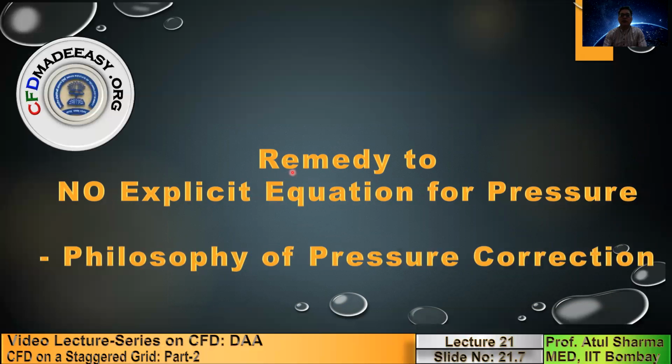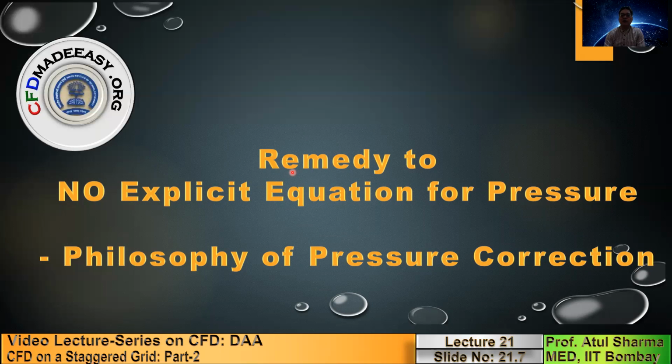So the remedy to no explicit equation for pressure is the philosophy of pressure correction. This philosophy is used to come up with a mathematical or algebraic formulation to obtain pressure from the mass conservation equation. Note that when you think of the mass conservation law for an incompressible flow, and this video lecture is mostly on CFD for incompressible flow, you need to note that for incompressible flow, the unsteady term in the mass conservation law consists of rate of change of density, and for an incompressible flow, it is 0. So you end up with a steady state form of the mass conservation law for an incompressible flow.